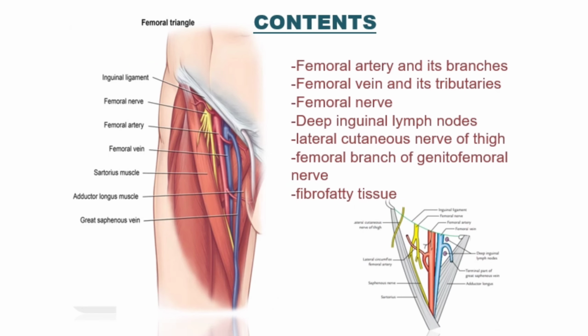Moving on to the main contents of femoral triangle. First we have femoral artery and its branches, femoral vein and its tributaries, femoral nerve, deep inguinal lymph nodes and lateral cutaneous nerve of thigh. In addition to this, it also contains femoral branch of genitofemoral nerve and fibrofatty tissue.